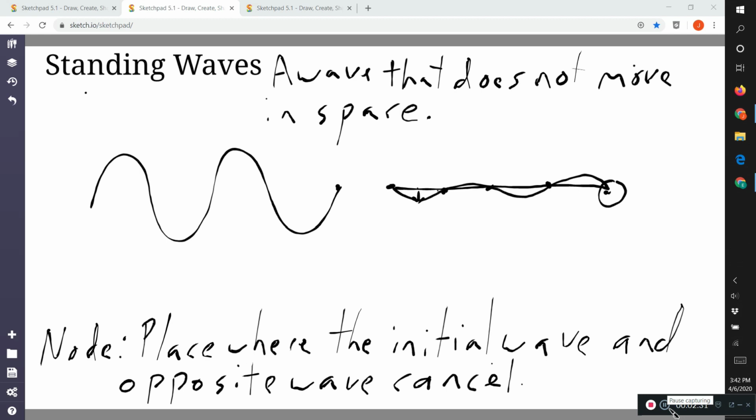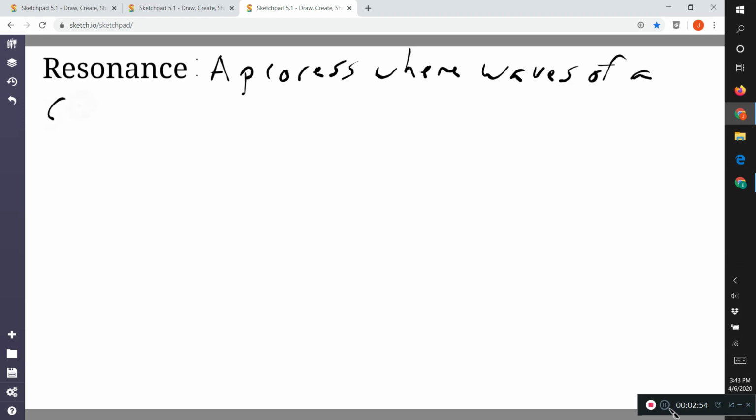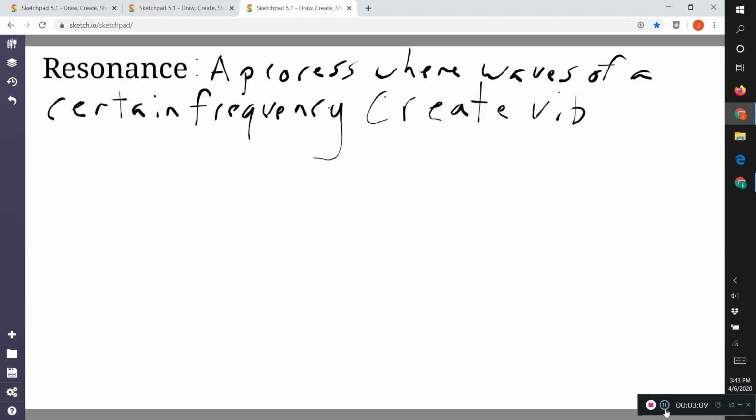Now we're going to move on to one of the most important concepts with waves from a practical engineering standpoint, and that is resonance. Resonance is a process where waves of a certain frequency create vibrations in an object. Now remember, waves are transferences of energy. So when you think of a physical wave, it's actually a transference of energy.